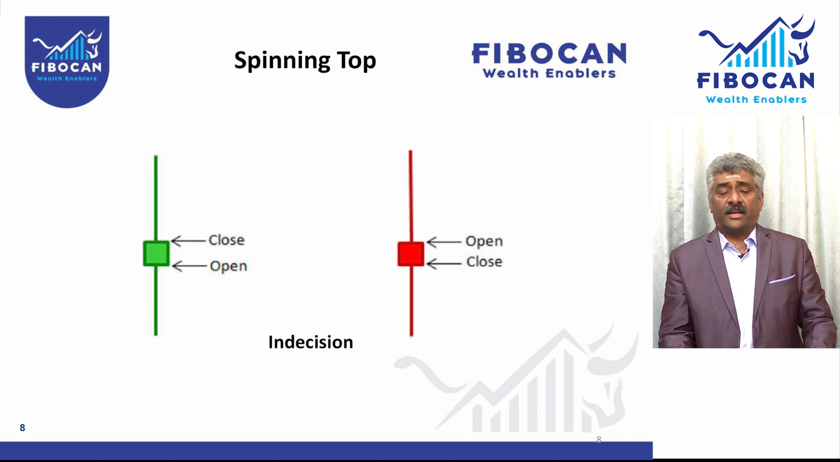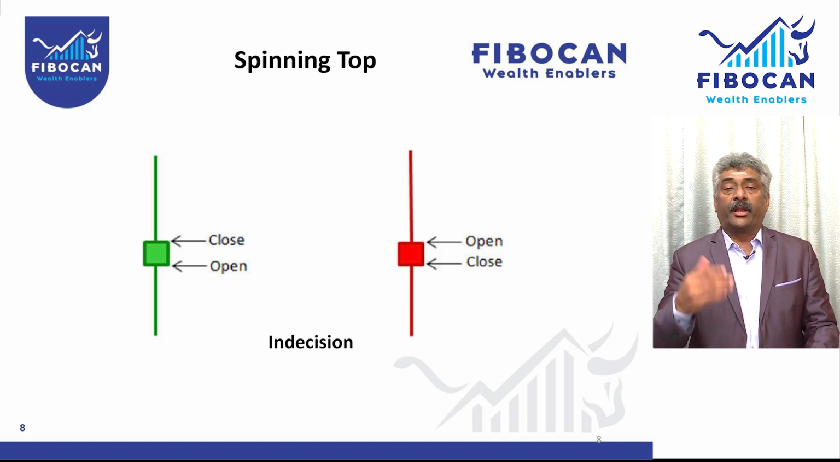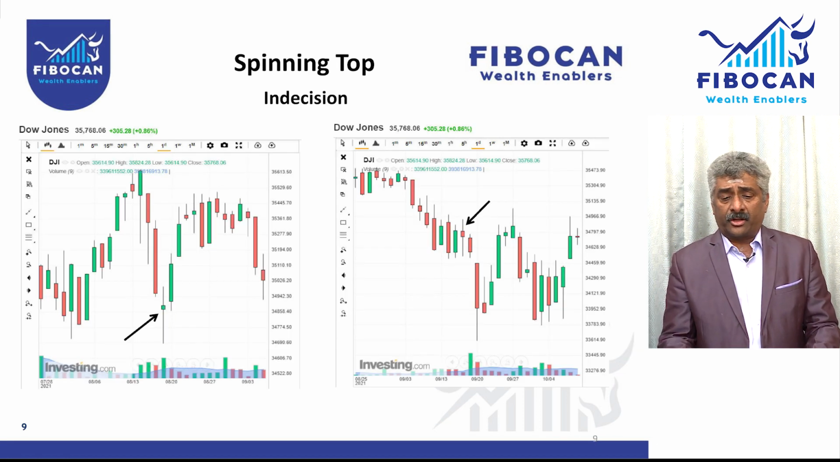As you can see in the next slide, slide 9, spinning top examples. You can see, right? On the left hand side, you are seeing 1 arrow, and on the right hand side, a spinning top at the top. Both are spinning tops. Okay.